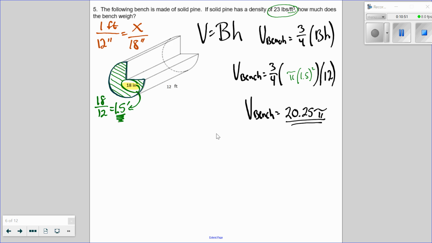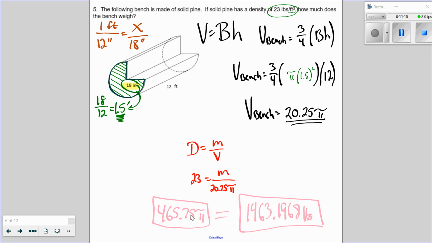Now that we know the volume, we're going to use our density formula because density equals mass divided by volume. The density of pine is 23 pounds per cubic foot. So I'm going to use that as my density. And I'm going to use my 20.25 pi for my volume. Then I'm going to cross multiply. So ultimately, I'm doing 23 times 20.25 pi.